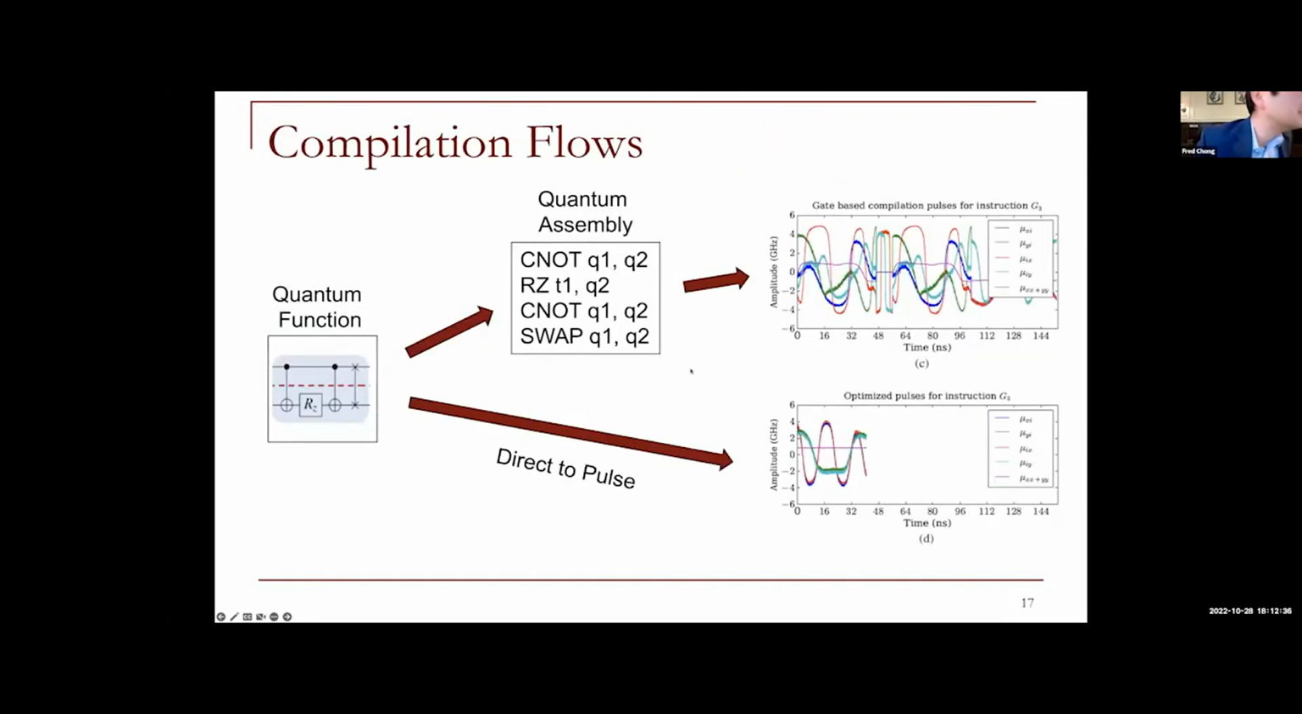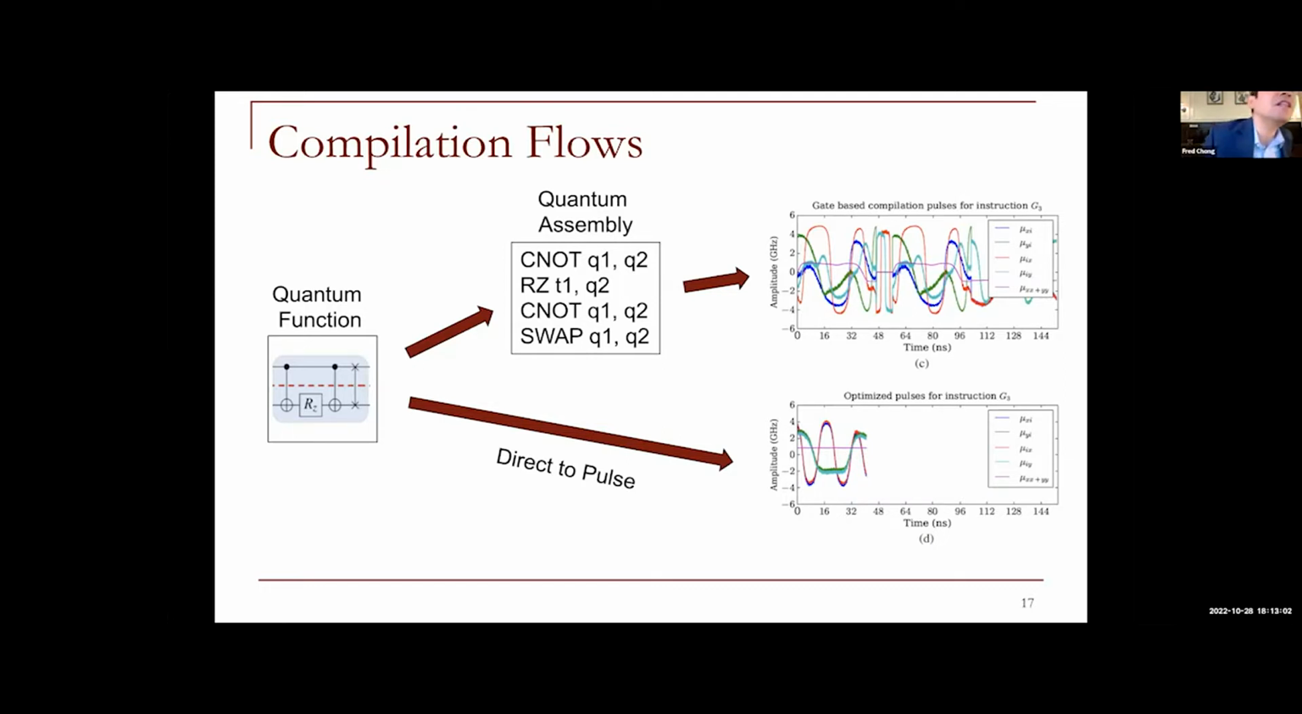And so, here on the left, we have a little piece of a circuit, right? We can think of it as a function that you're computing in your circuit. And on the top right, you see what happens in the conventional path. You first take that circuit, express it in terms of standard quantum gates, and each of those gates then gets translated to pulses, and you get something that looks like the thing on the upper right.